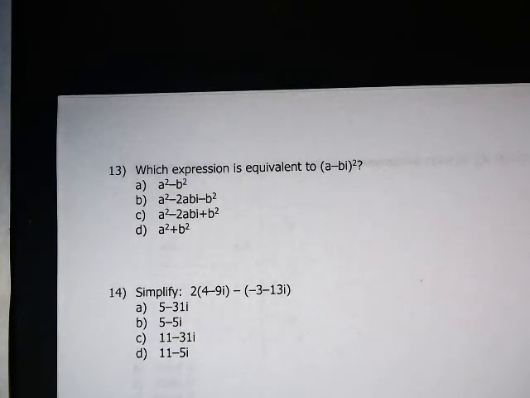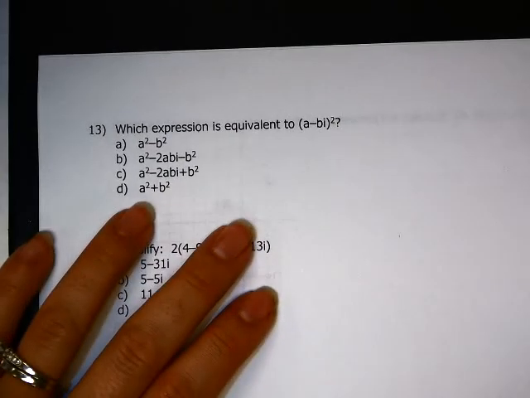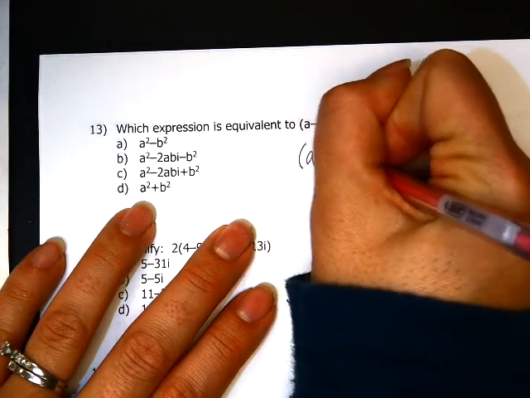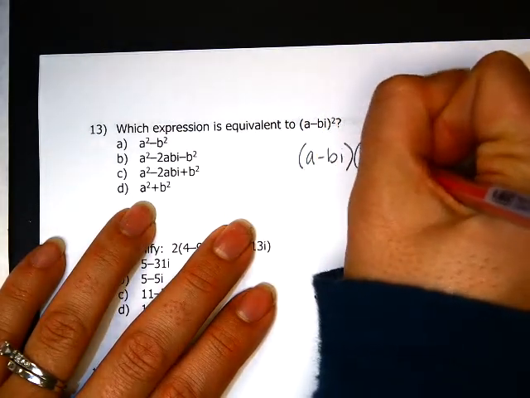Alright, we've got some imaginaries, so I think we'll just put these bunched together. So we're trying to figure out which one is equivalent to this. So I need a minus bi times a minus bi.